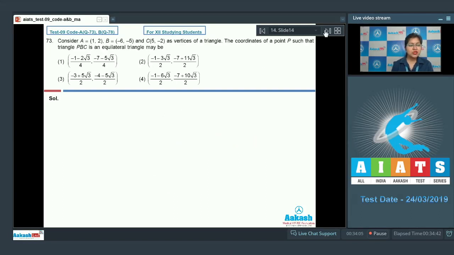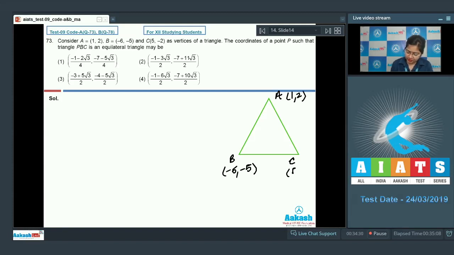Next is question number 73, which says that consider a point A, B, C, which are given as vertices of a triangle, the coordinates of a point P such that triangle PBC is an equilateral triangle may be. Let us draw a triangle here, that is point A (1, 2), point B that is (minus 6, minus 5), and point C that is (5, minus 2). Now here we have, let's say, a point P and this is an equilateral triangle PBC. Let us say the coordinates are x1, y1.